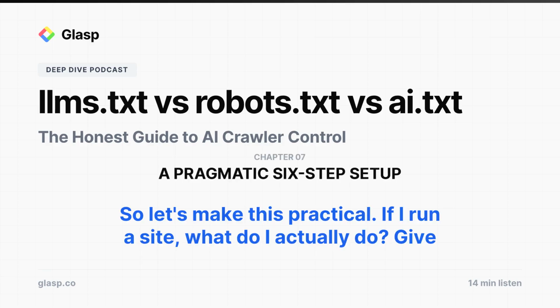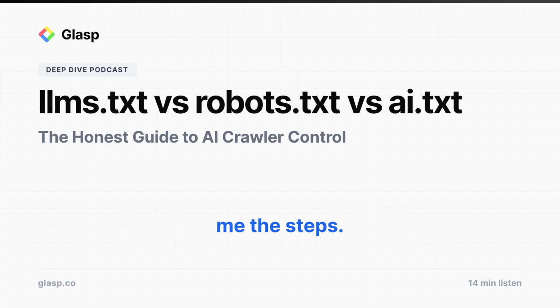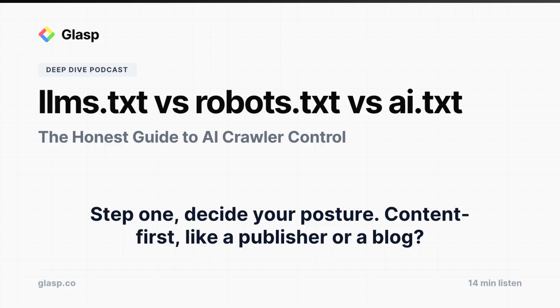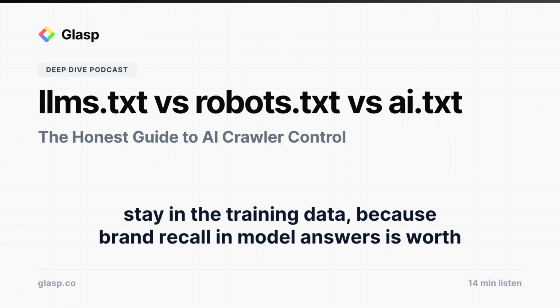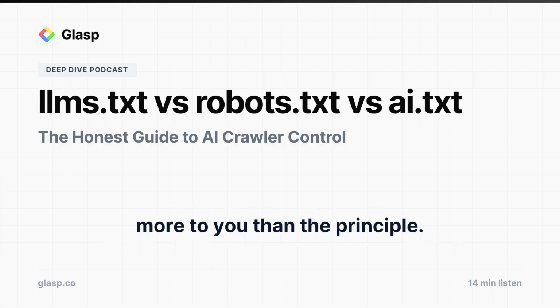So let's make this practical. If I run a site, what do I actually do? Give me the steps. Step 1. Decide your posture. Content first, like a publisher or a blog: block the training bots, allow the search bots. Product or SaaS: probably stay in the training data, because brand recall in model answers is worth more to you than the principle.